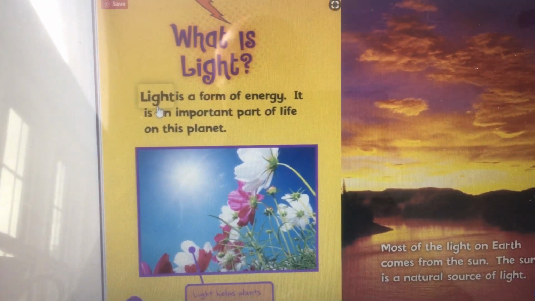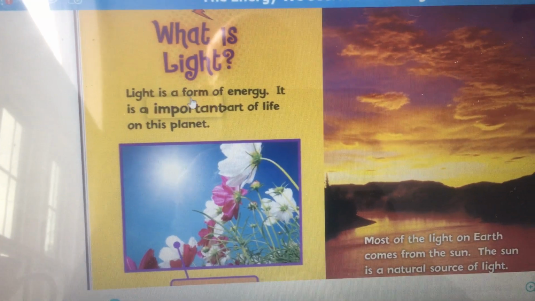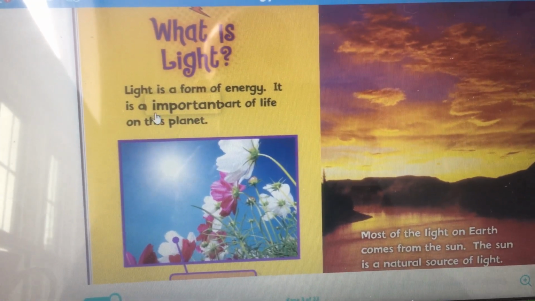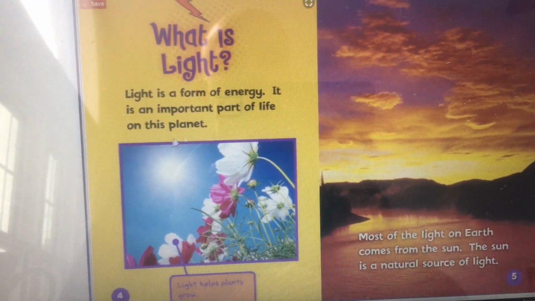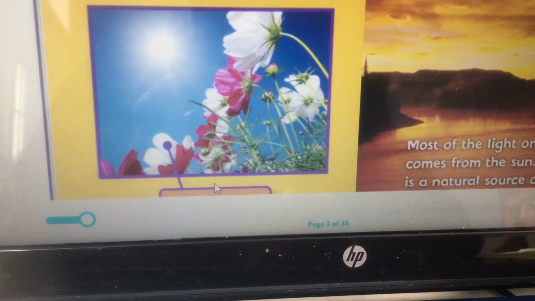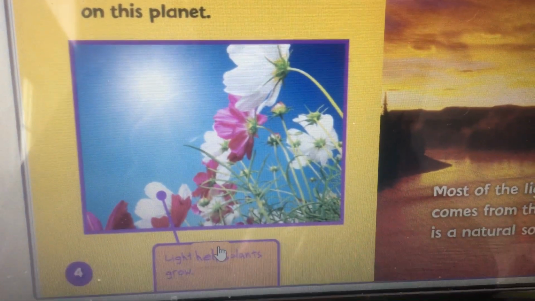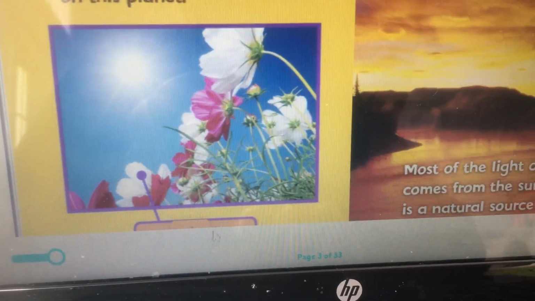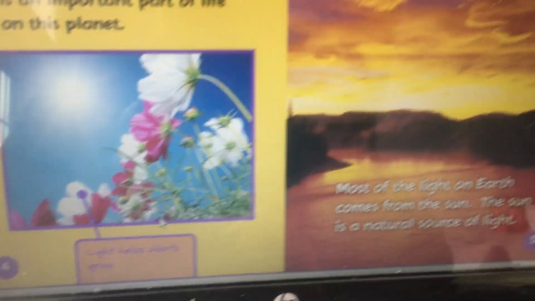What is light? Light is a form of energy. It is an important part of life on this planet. And then at the bottom, there's a label or a caption, picture of some flowers and the sun, and it says, sun helps plants grow.